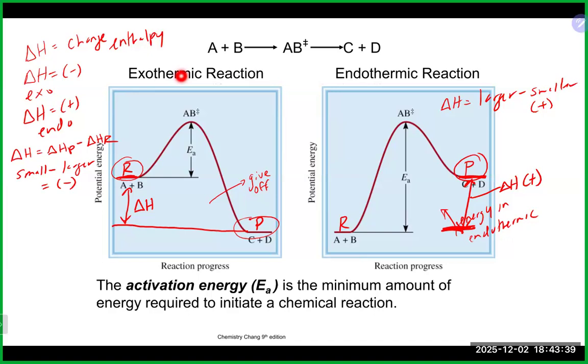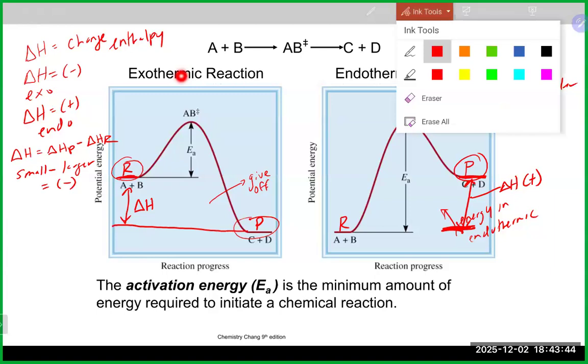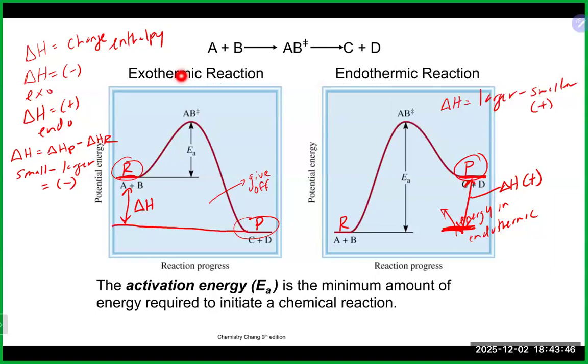As you know, in a chemical reaction, the only thing that happens is you start to break bonds and you make new bonds, which means as the reactants come up this hill of energy, we are breaking bonds and making bonds.